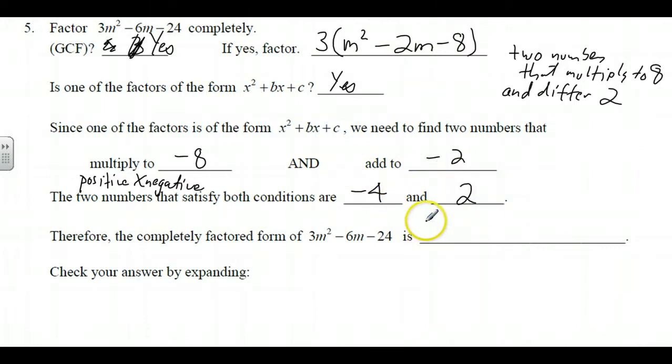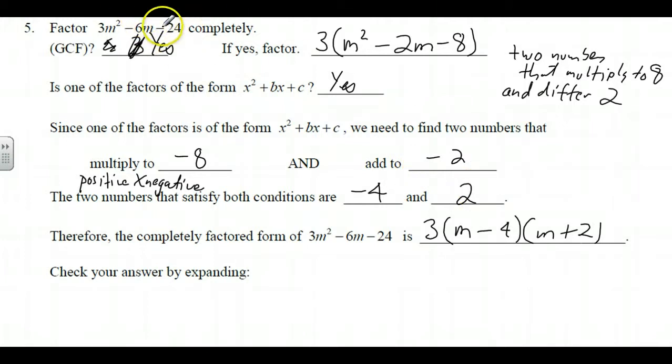So the factored form, we've still got the 3. We're going to have m minus 4, and we're going to have m plus 2. Check your answer by expanding. Okay, so watch this expansion, because this goes with what I call a pattern of signs, which is if the last term is positive, both factors are positive or both factors are negative, and the middle term will tell me which.